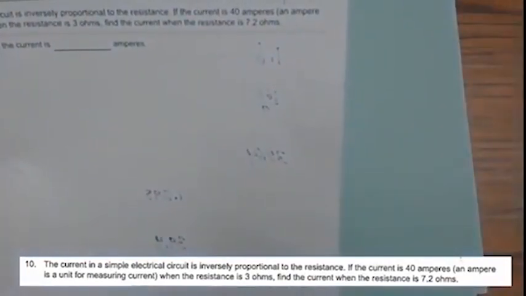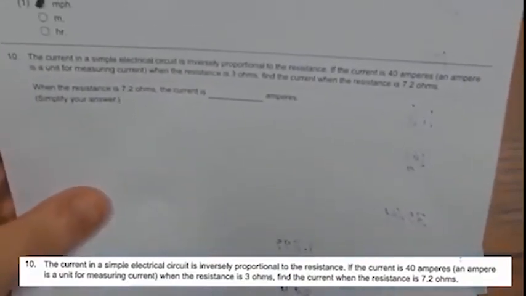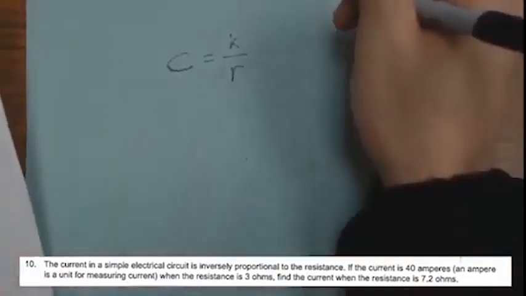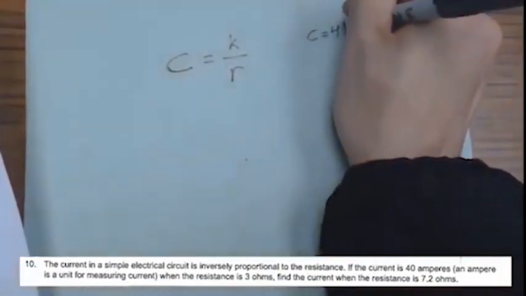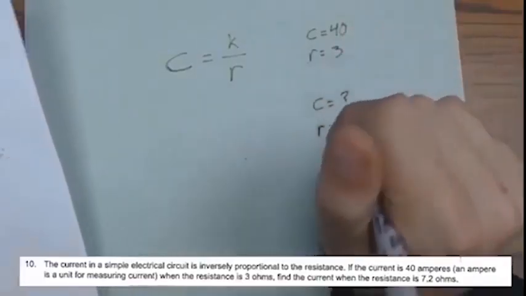If the current is 40 amps when the resistance is 3, so C equals 40 when R is 3. Find the current, C equals what, when the resistance is 7.2 ohms, when R is 7.2.